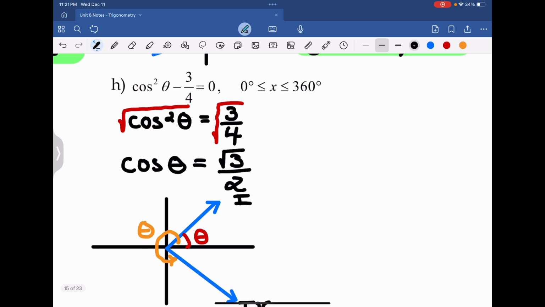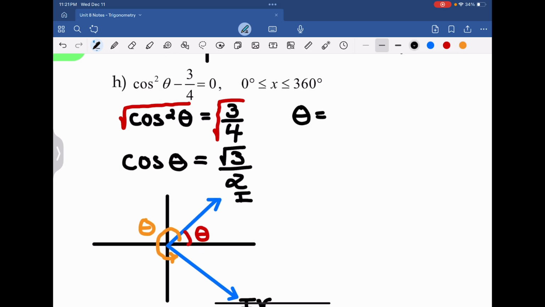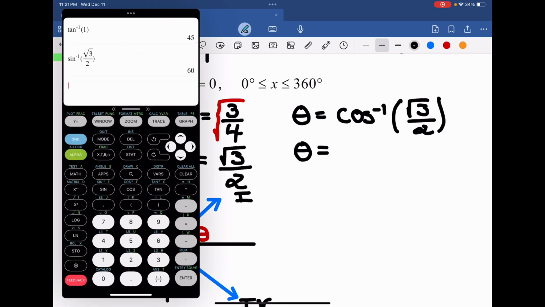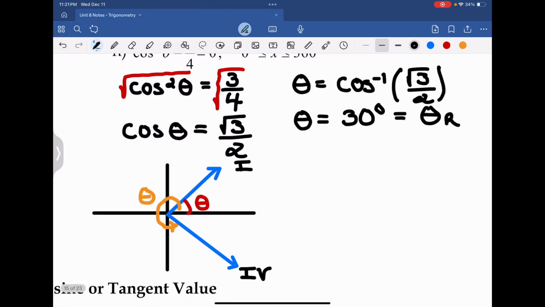Okay, now let's solve for our reference angle. To get the reference angle, we go theta is equal to cos inverse of the ratio we found, but make sure it's the absolute value version. In our calculators, we're going to go second cos, create a fraction, and take the positive version of root 3 over 2. This ends up giving us 30 degrees, and that's the reference angle in the first quadrant.